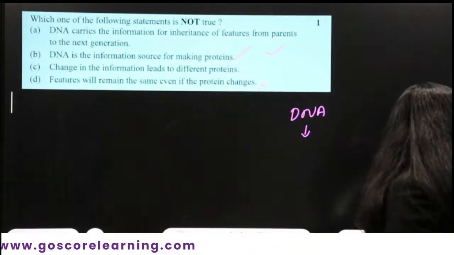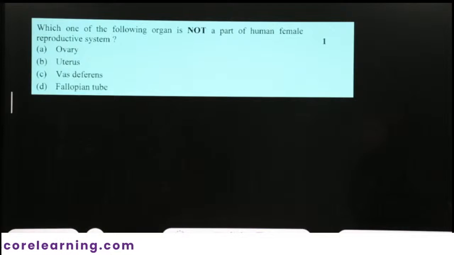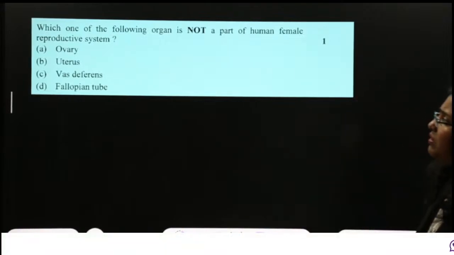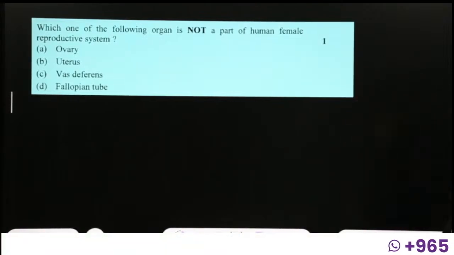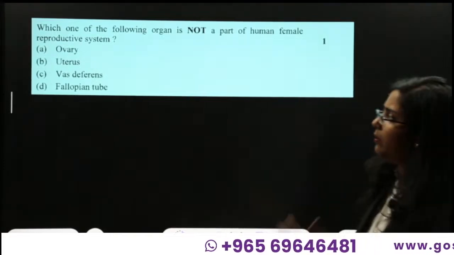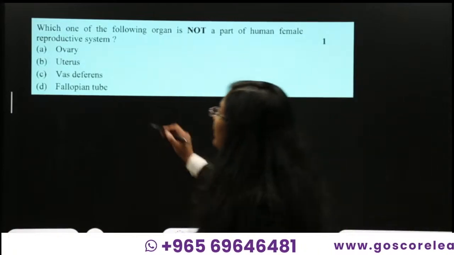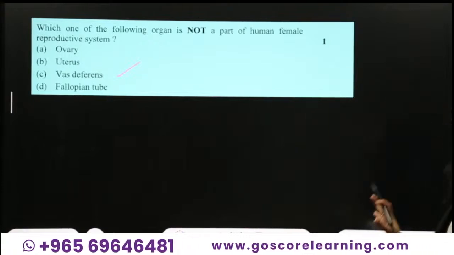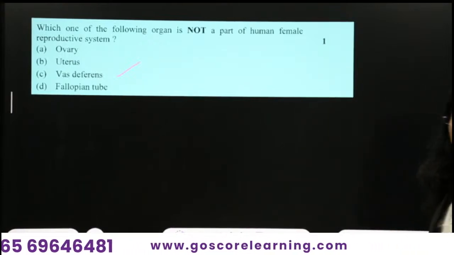Okay, so what is the next question? Which of the following organs is not a part of the human female reproductive system? Very easy, right? Ovary is given, uterus is given, vas deferens is given, fallopian tube is given. So what is the answer for this question? The answer is obviously the vas deferens. It is present in males. Those who don't know this answer won't be getting a pass mark in the board exam.